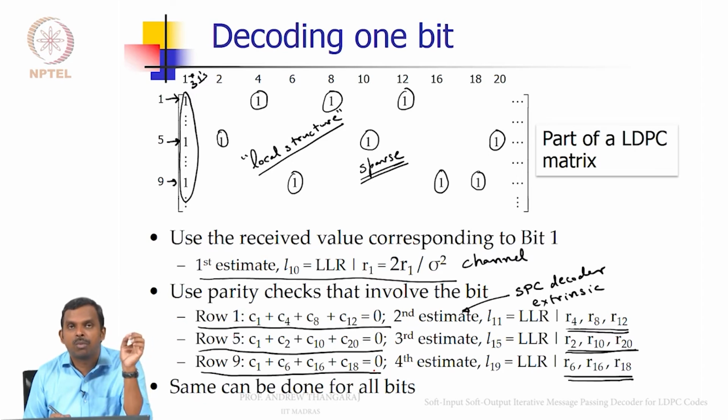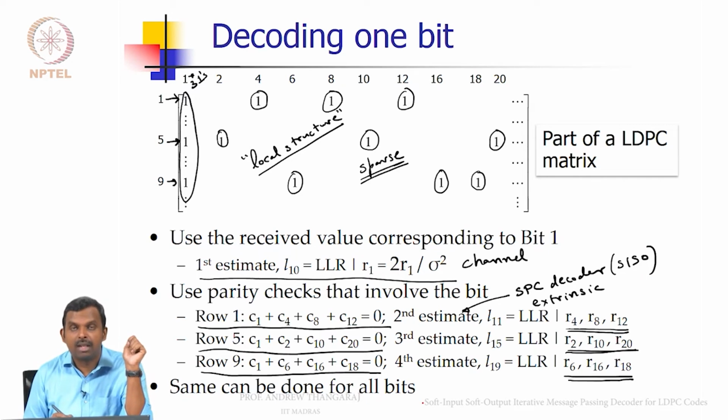The first estimate came from the channel itself, the second estimate came from the first parity check the bit was involved in, the third estimate from the second parity check, the fourth estimate from the third parity check. So, every parity check in the local structure gives you more estimates for that particular bit. And how were those estimates calculated? Using the single parity check decoder, the soft in soft out decoder, and you compute the extrinsic information.